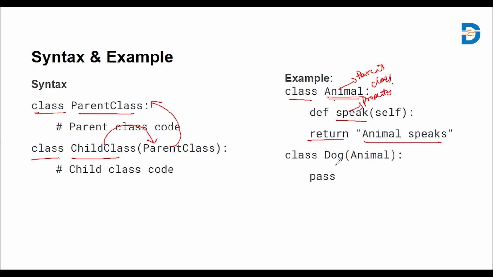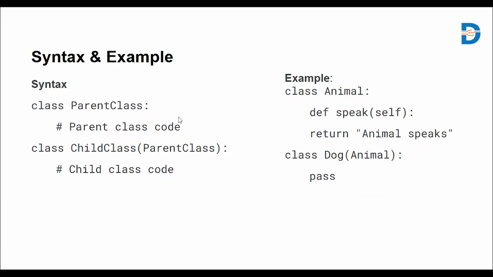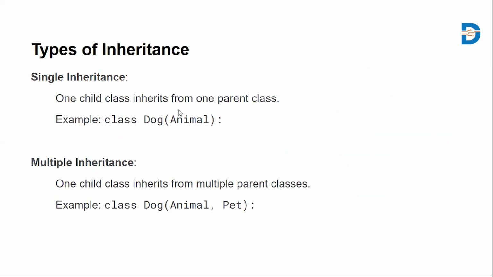In the next line, I have given a class dog. This dog is a child class, and it is inheriting the property of animal, which is the parent class. I'm using a pass in the next line. This pass is nothing but a placeholder. So this is how we write the program for inheritance. We'll learn in detail while we are implementing the code in Python.